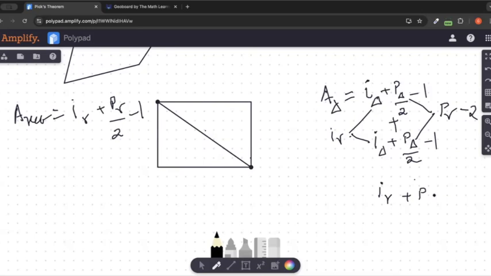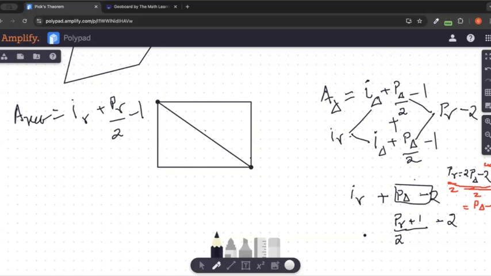Wait, the calculation is still not working out for me. So if I add this, I triangle plus I triangle is IR. Okay, that is fine. Then P triangle by 2 plus P triangle by 2 is the same as PR by 2. So I can replace this by PR by 2 minus 1. That works out. Nice. So the area of those two triangles given by Pick's formula will indeed be equal to the area of the rectangle, for the case where the diagonal does not pass through any of the grid points.